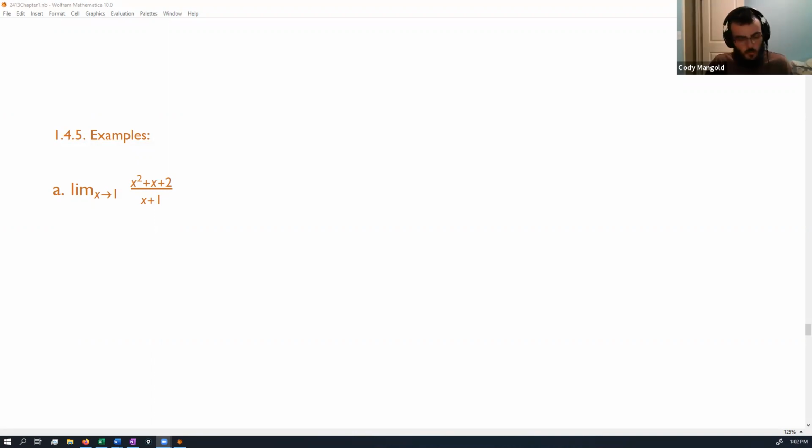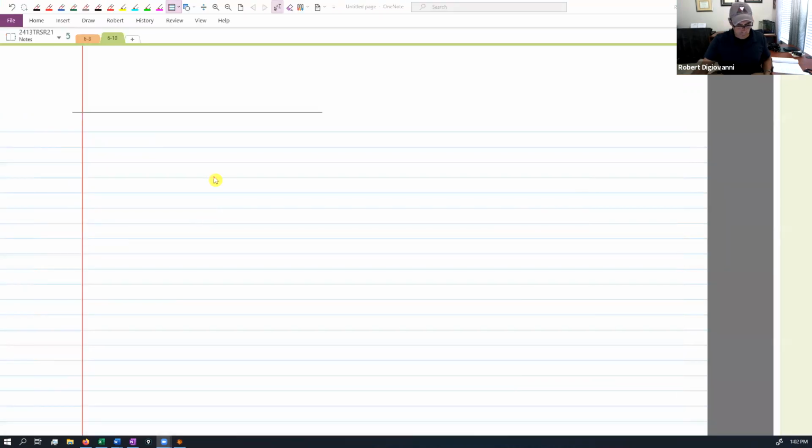The number 24 for the 1.4, please. Number 24? Yes, sir. Okay. So make sure I have this right. Limit as t approaches 0 of, in parentheses, 1 over t minus 1 over t squared plus 1. Does this look right? Yes, sir.